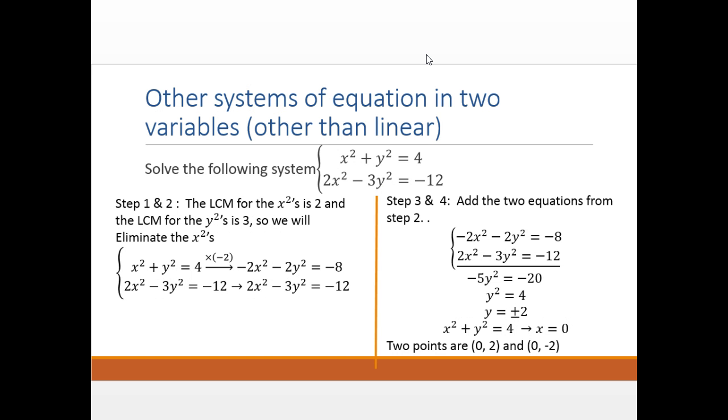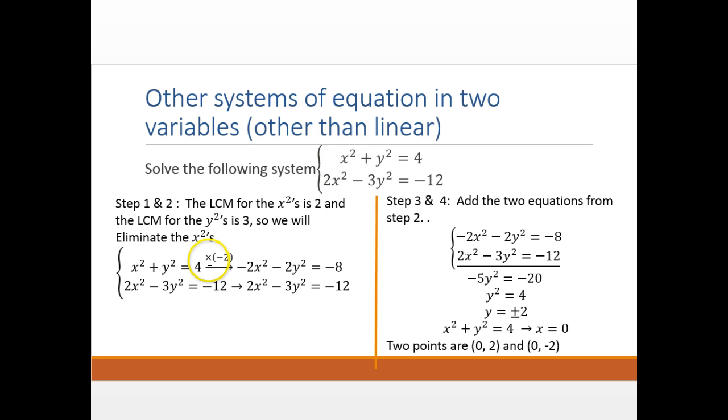Now we have other situations of equations in two variables other than linear equations. Here's an example. This is actually a circle and this is actually a hyperbola. We can apply our same approach to this. Here we have our x squareds. Our LCM for our x squareds is 2. Our LCM for our y squareds is 3. So we're going to eliminate the x just because they're slightly easier.